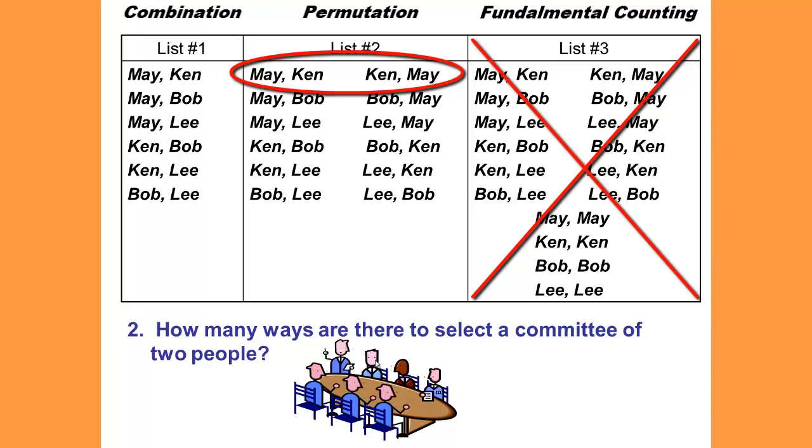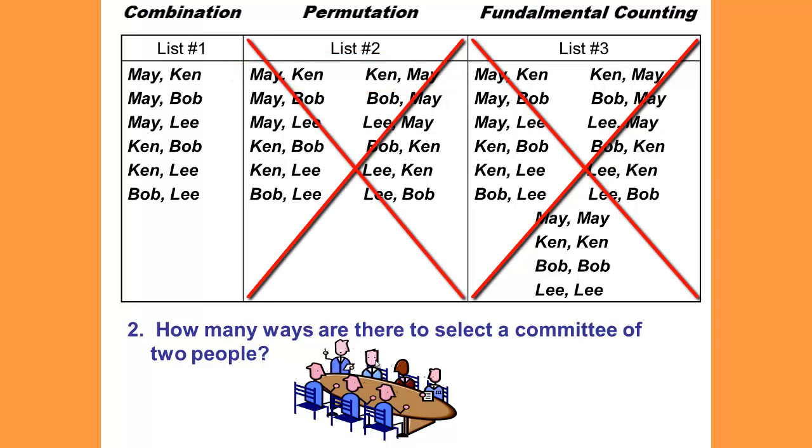Therefore, order is not important, and that eliminates list 2 where order is important, and thus leaves us list 1 where order is not important and repetitions are not allowed. And this is the list we want. Since this list is a combination, that would be 4C2 or 6 ways to select a committee of 2 people. No repeats. Order is not important.